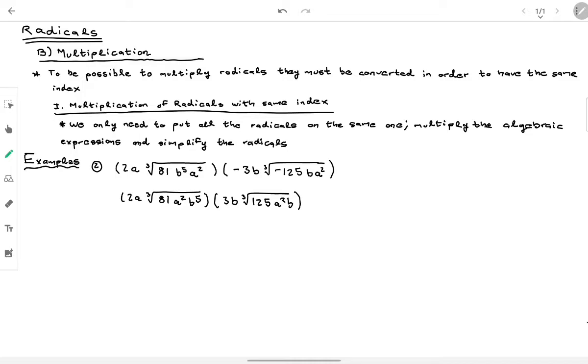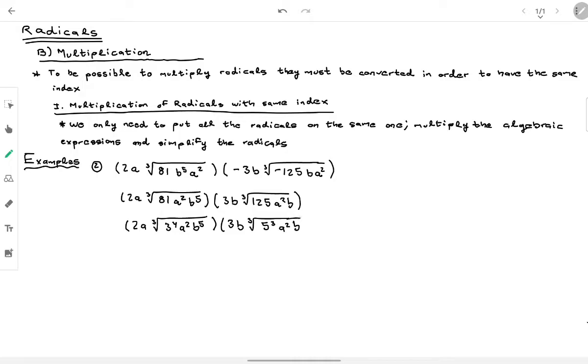So after that, we can decompose the numbers inside the root, and it's going to be 81. It's 3 times 3 times 3 times 3. So it's going to be 3 to the 4, a squared b to the 5. On the other one, it's going to be 3b that multiplies. Here it's going to be 5 times 5, 25 times 5, it's 125. So it's going to be 5 cubed a squared b.